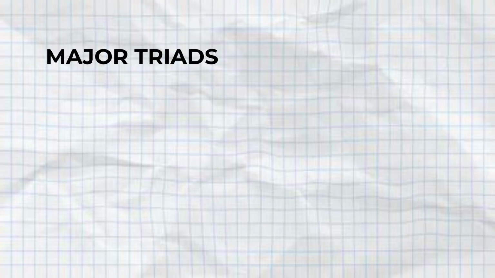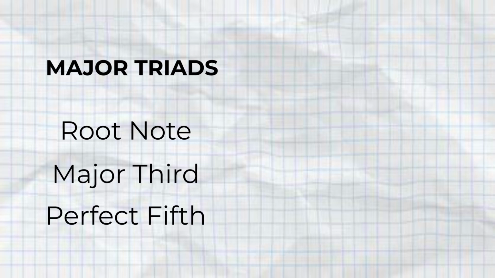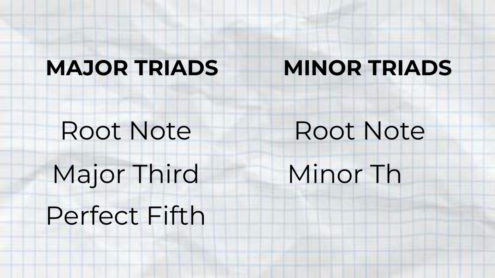I hope this gives you a better understanding of major and minor triads. Major triads are built from the root note, major third, and perfect fifth of the scale. Minor triads are built from the root note, minor third, and perfect fifth of the scale. Now you can understand the chords you're playing much better and use this to create chords on the spot.